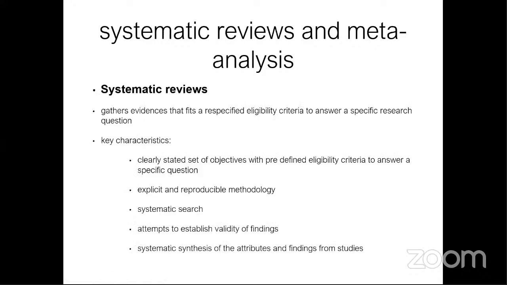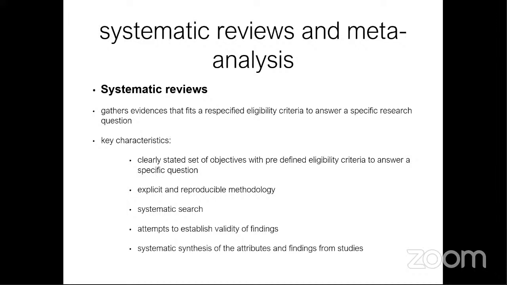Your systematic review gathers evidence that fits specified eligibility criteria to answer a certain specific research question. So your characteristics are clearly stated objectives with predefined eligibility criteria to answer a specific question, explicit and reproducible methodology, systematic search, you establish validity of findings, and use systematic synthesis of the attributes and findings from studies.